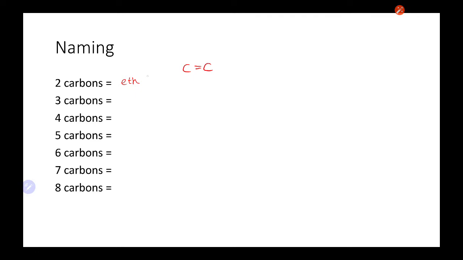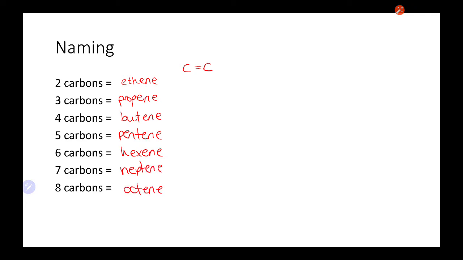Okay, so the first member is ethene, then we've got propene, butene, pentene, hexene, heptene, and octene. Okay, so the main difference in naming the alkenes is your ending. That ends in ene rather than ane.